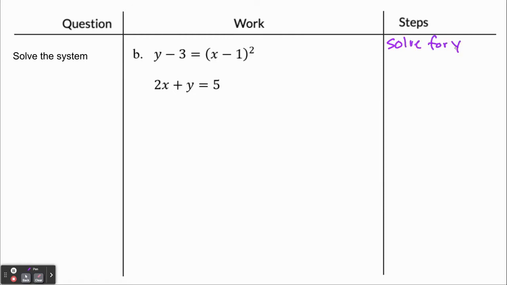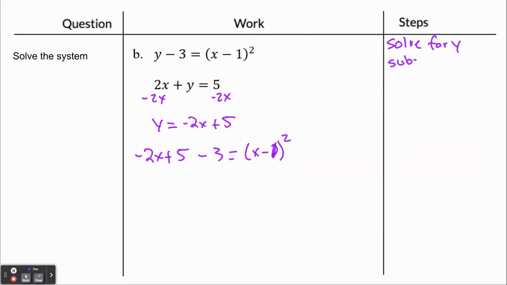The reason for that is because then I can use substitution and plug it into this one up here so that I have only x values, and then I can solve the quadratic. So I could plug it in here and I'll get negative 2x plus 5 minus 3 equals x minus 1 squared. So my second step here is substituting.